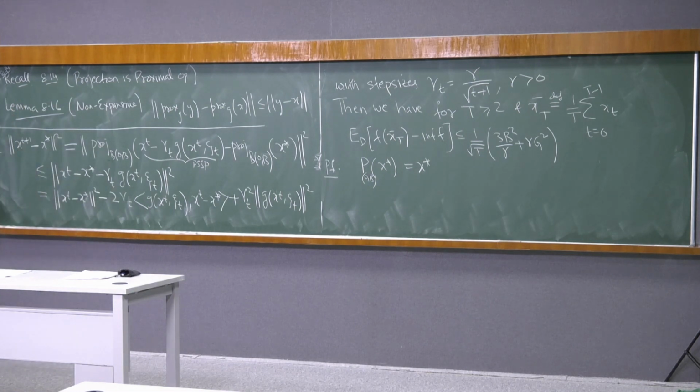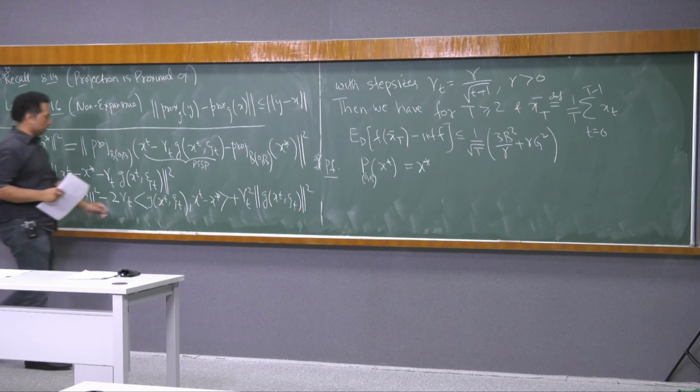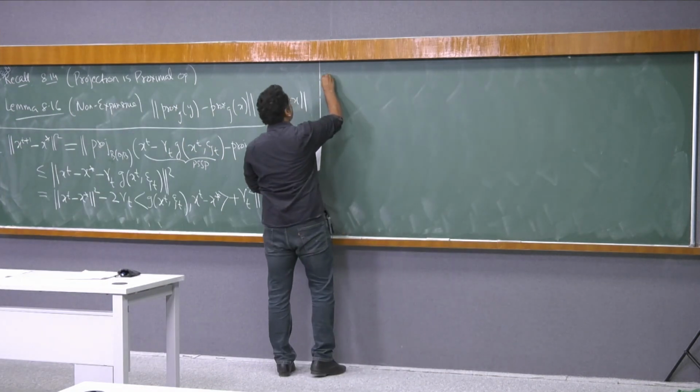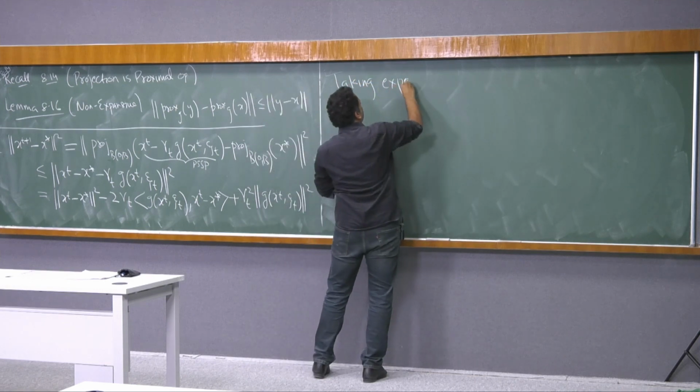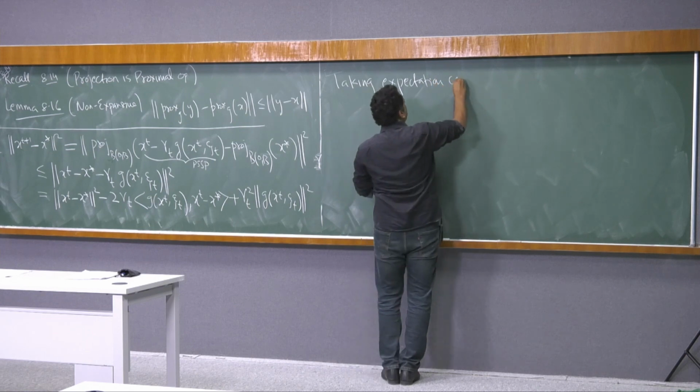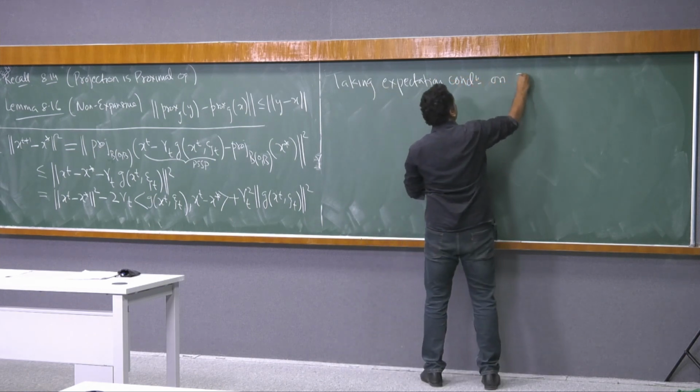So we have just expanded this. Now we are doing this so many times, now we know the steps. Now we will do expectation, conditioned on xt. So taking expectation conditioned on xt.